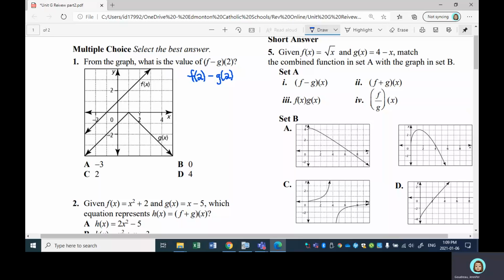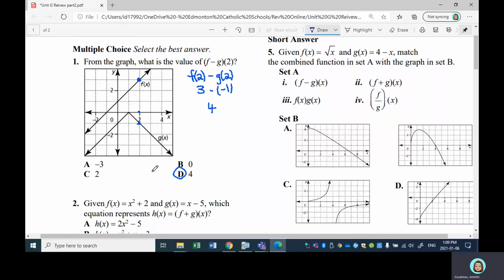So let's go to x equals 2 and find those y values. f at 2 is 3. g at 2 is -1. 3 minus a -1 is 3 plus 1, which is 4. So our answer would be D.